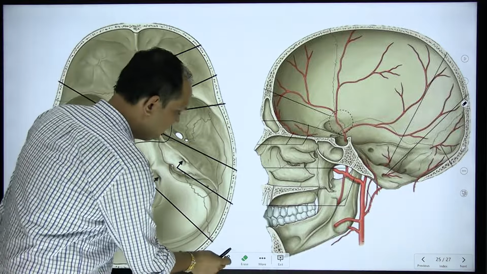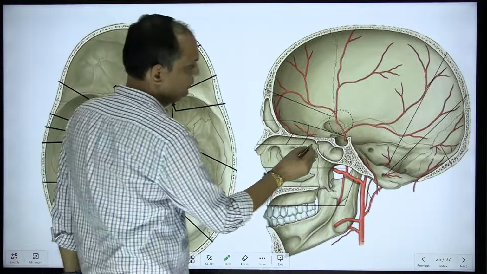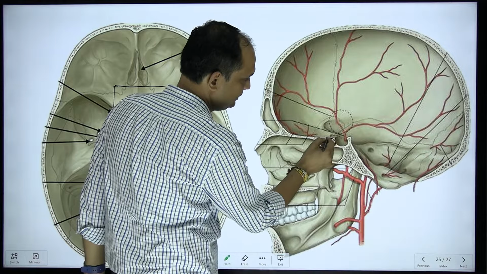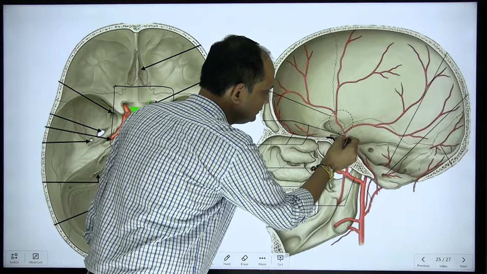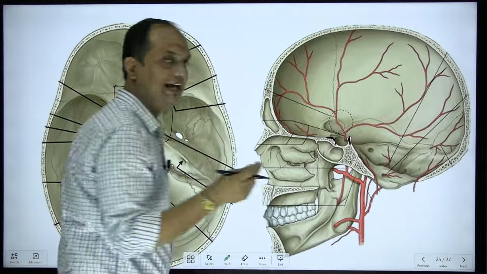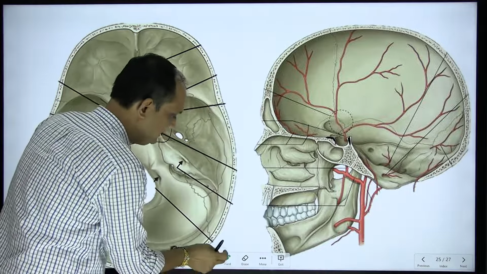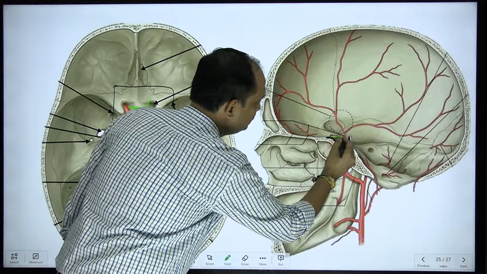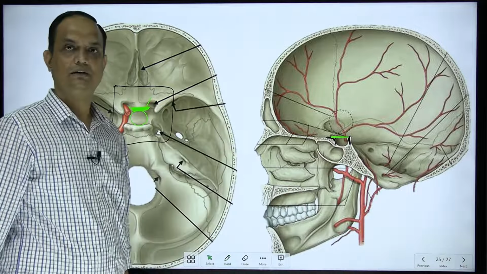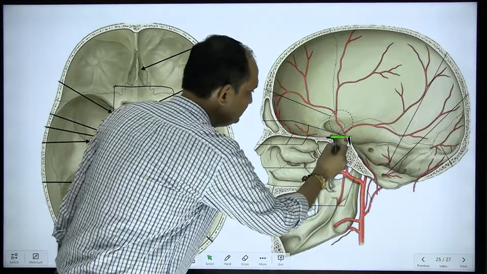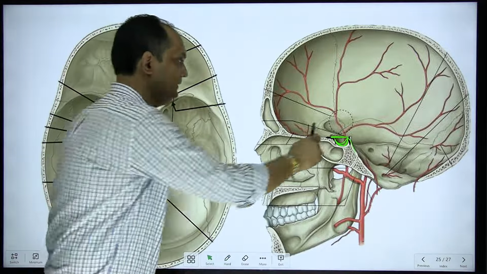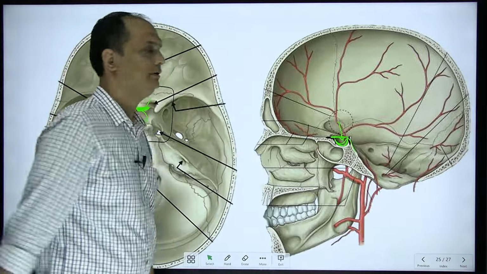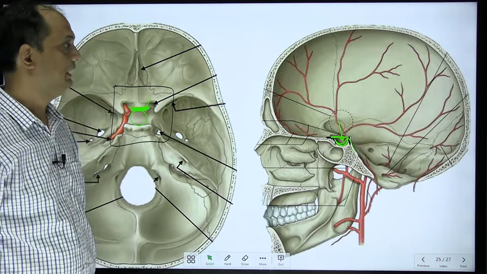So tuberculum sella kahan hai bachcho? Where you have the tuberculum sella, this part is tuberculum sella. Where you have the dorsum sella, this part is dorsum sella. Where is the diaphragma sella? Diaphragma sella is a fold. So this is diaphragma sella. What is the sella turcica? Now this part is known as sella turcica. Clear? Sella turcica mein kya hota hai bachcho? Sella turcica contains the fossa for pituitary gland.